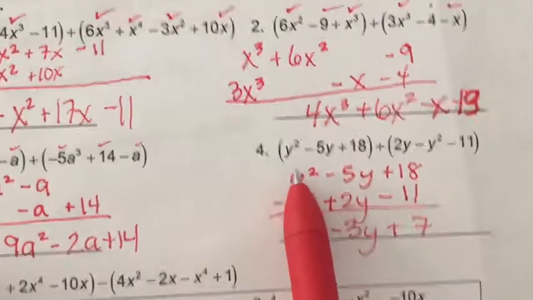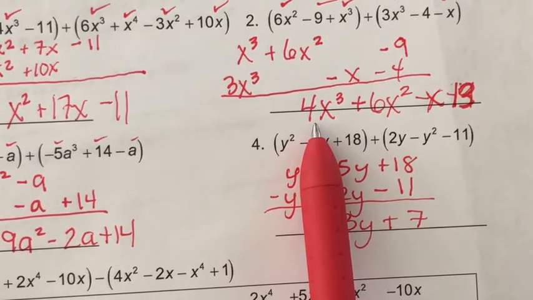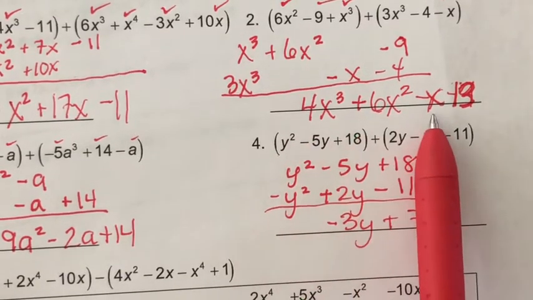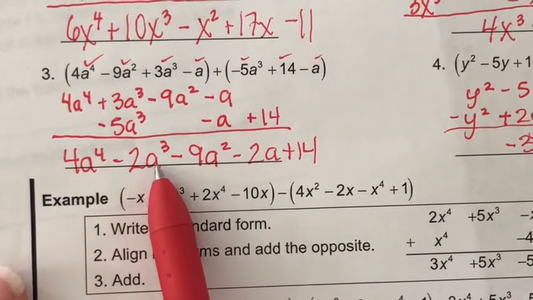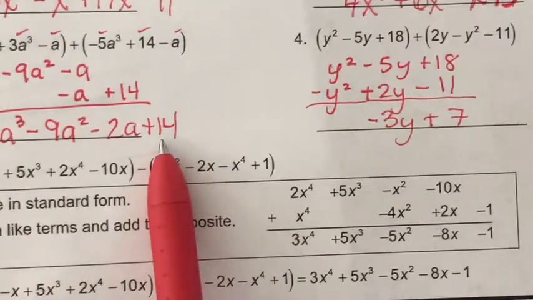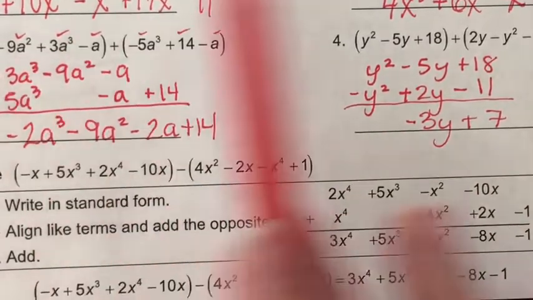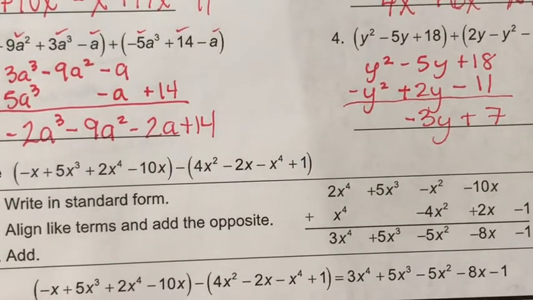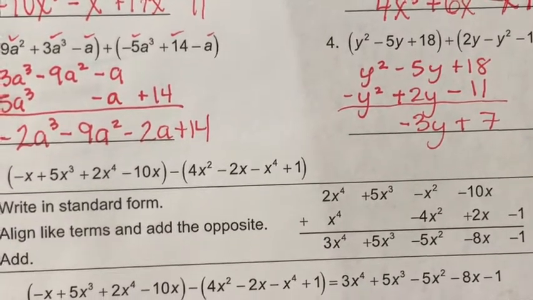And the answers. So again, you're lining everything up, and once you line everything up, you would be left with these answers. So 4x cubed plus 6x squared minus x minus 13. And the next one would be 4a to the fourth minus 2a cubed minus 9a squared minus 2a plus 14. And the last one would be negative 3y plus 7. This video is going to be on the Google Classroom, so if you didn't get it, it's okay. All right, next part.